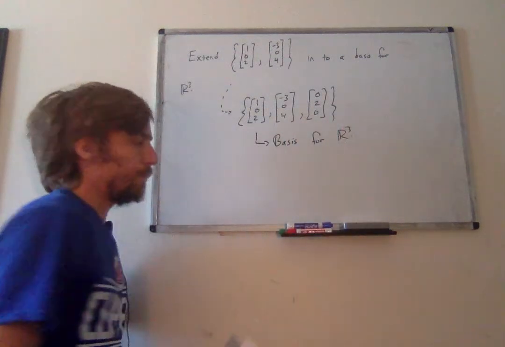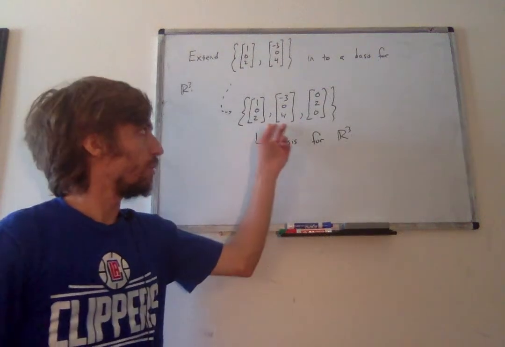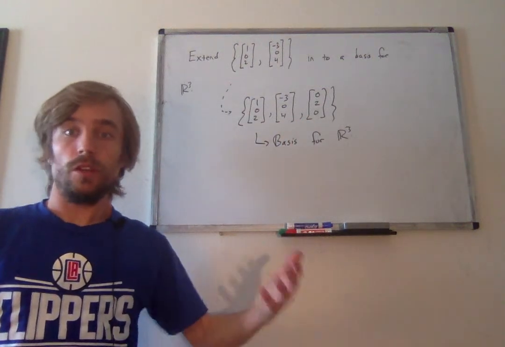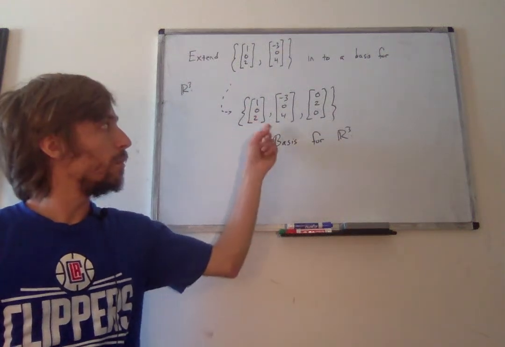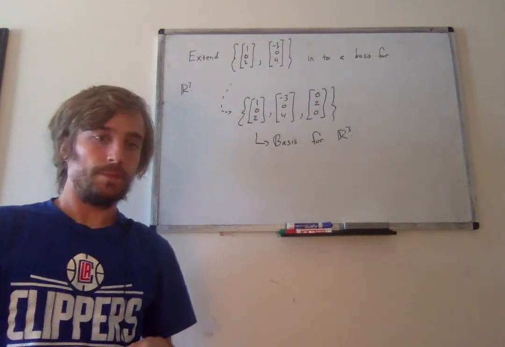Well, how do I know that? This is 3 linearly independent vectors in R3. We know that R3 has dimension 3. Therefore, by the basis theorem, this is a basis for R3.